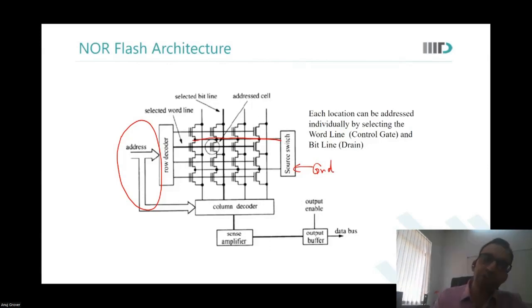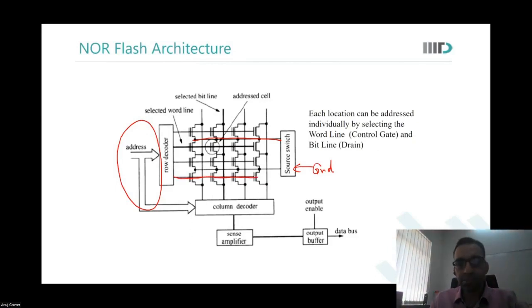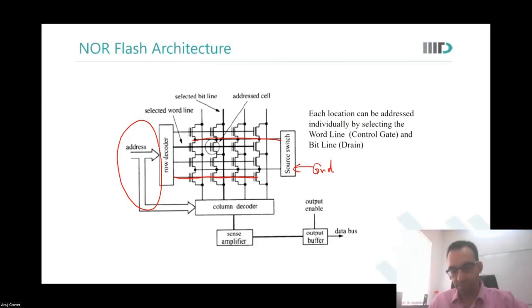And so what kind of a flash is this? This is the control gate on the word line, connected to the control gate, and bit lines connected to the drain region. So what kind of flash is this? NOR or NAND? What kind of flash would this be?